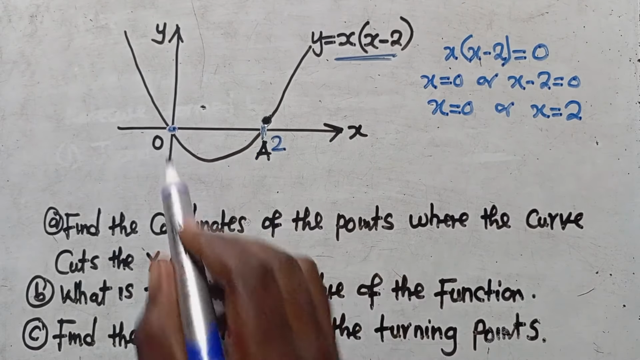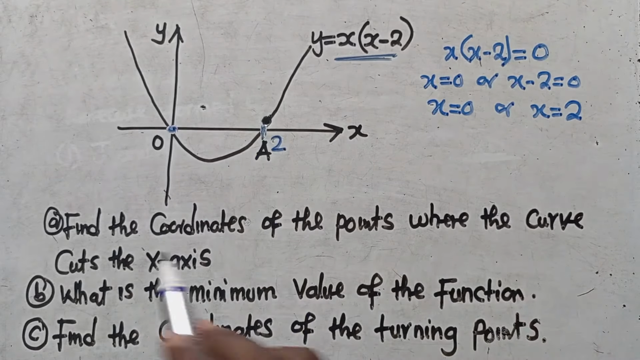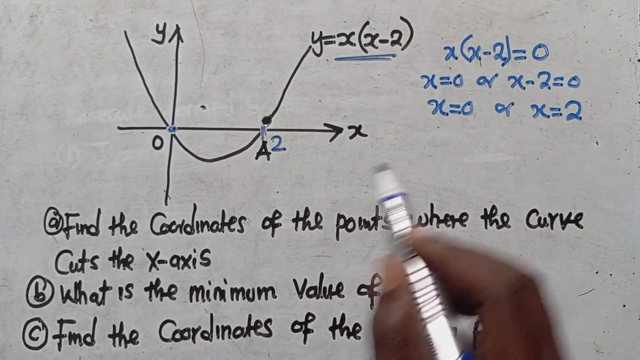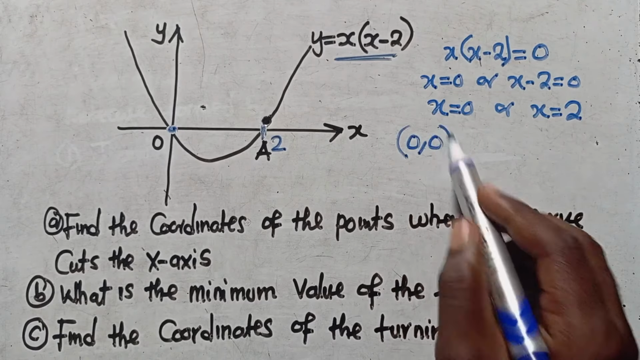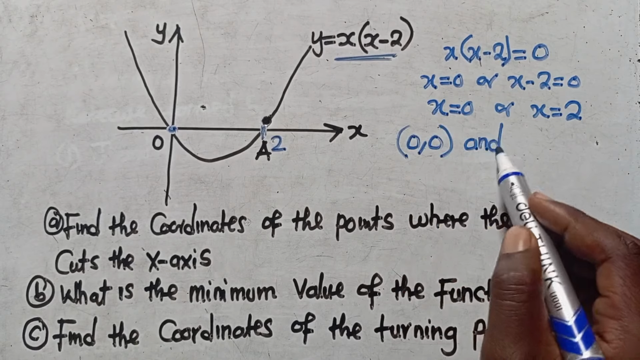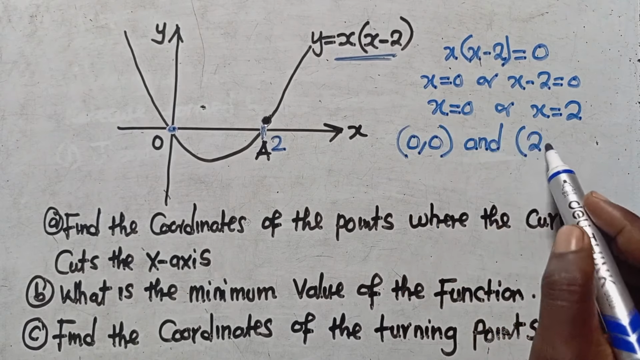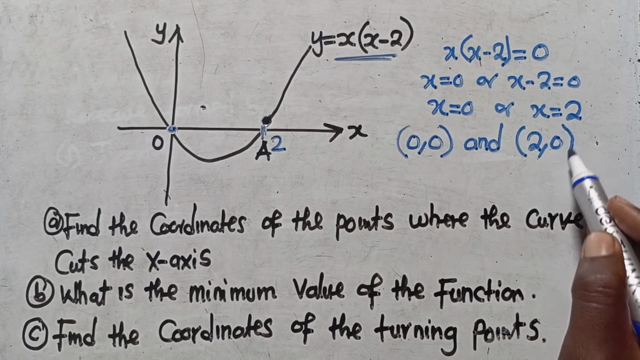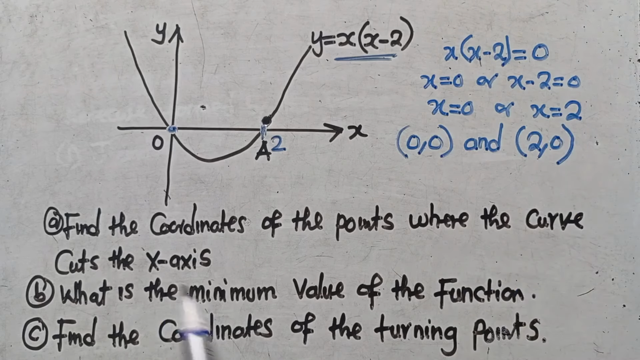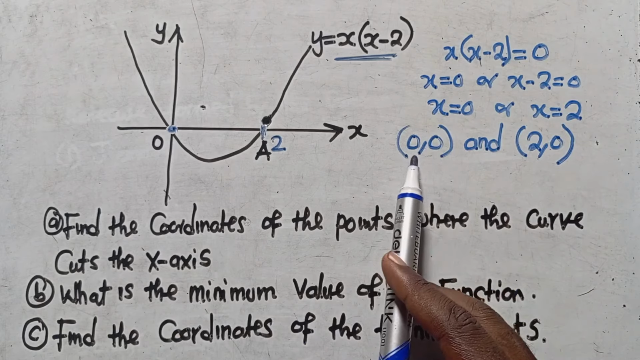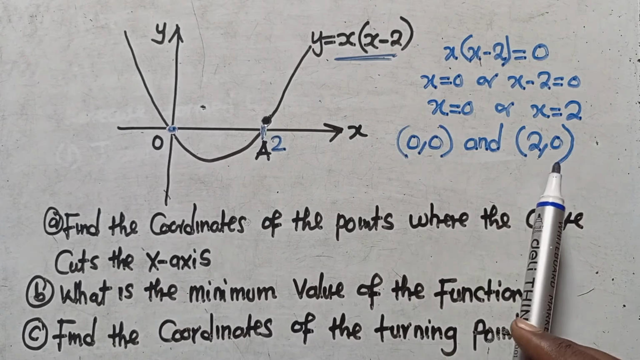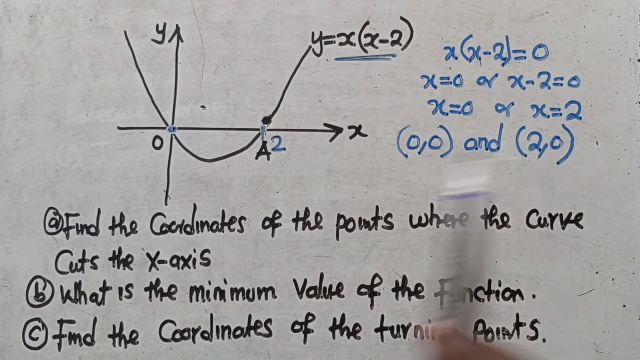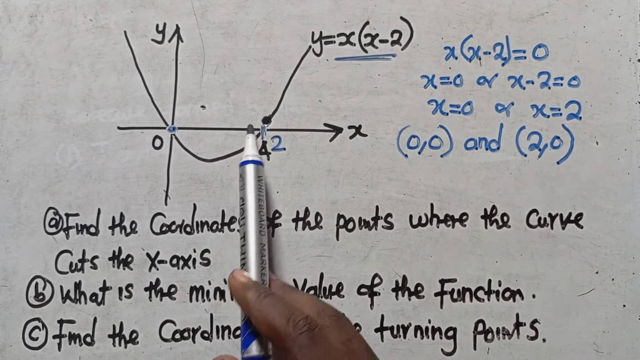So meaning that the coordinates at which this curve cuts the x-axis are what? You know that y is 0, x is 0, y is 0. And there we know that x is 2. We always start with the coordinate of x, y is 0. So these are the coordinates where the curve cuts the x-axis. It is cutting the x-axis at 0, 0. It is also cutting the x-axis at 2, 0.